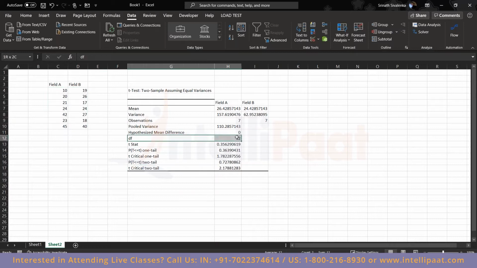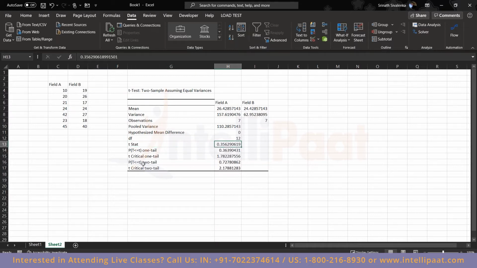Degrees of freedom is 12. That's fine. Because in total we have around 14 observations, so 14 minus 1 is basically 12 observations that we have totally. And then you have the corresponding t statistic. The t statistic is 0.35. So the t statistic is compared with the 2 sample t test.